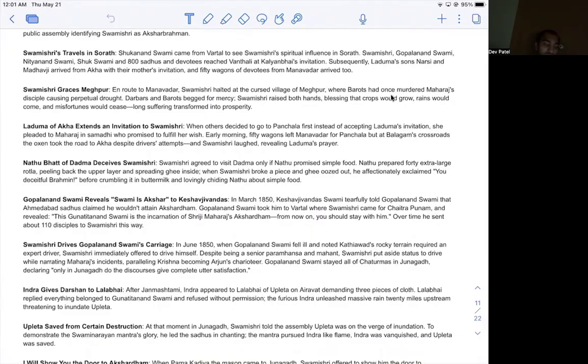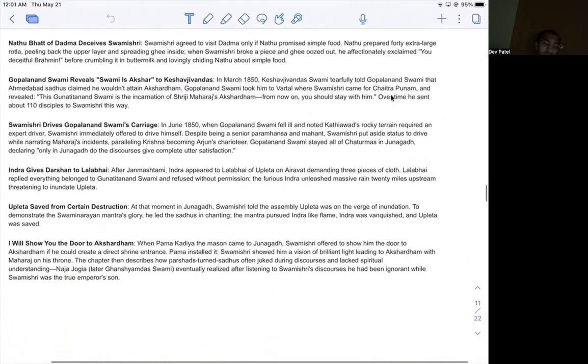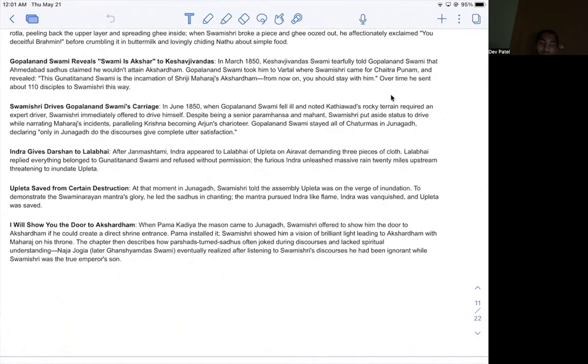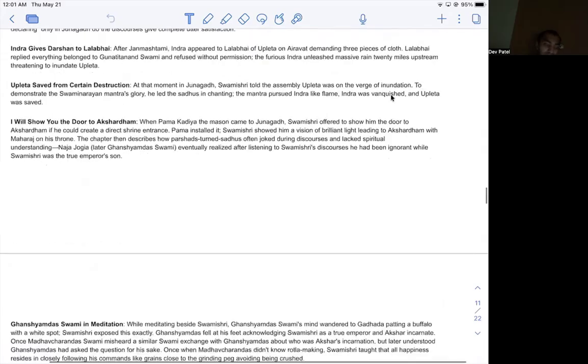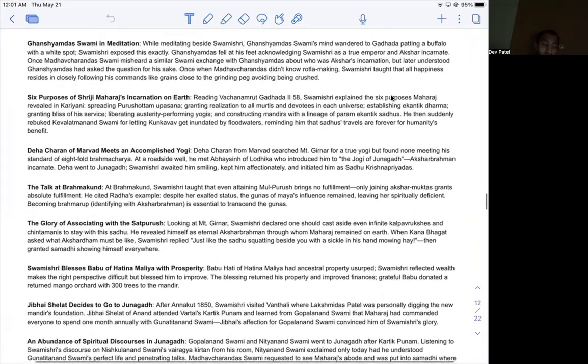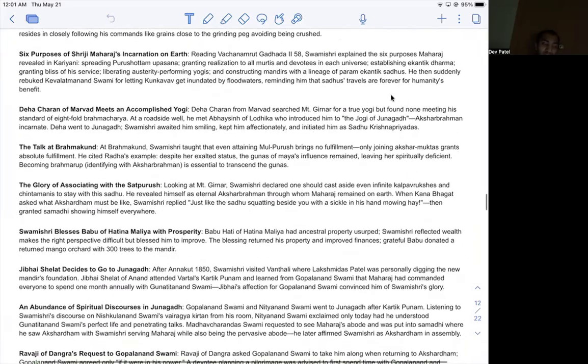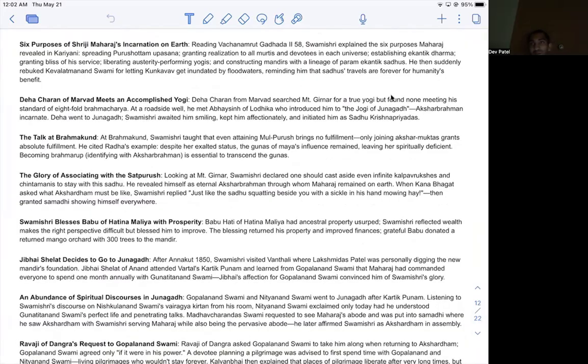Then at Megpur, Goran Swami reveals that Keshav Jivandas cheerfully tells Goran Swami that the Ahmedabad sadhus claimed that he wouldn't attain Akshardham. And so Goran Swami then took him to Vartal. Swami then came for Chaitanya Punam and explained the importance of GS. Six purposes of SM incarnation on Earth: GS explains the 6 reasons that Maharaj came onto the earth.